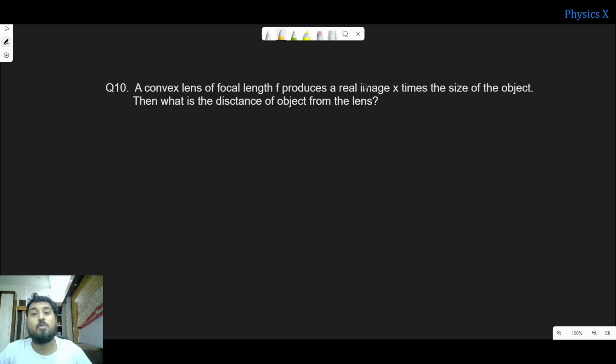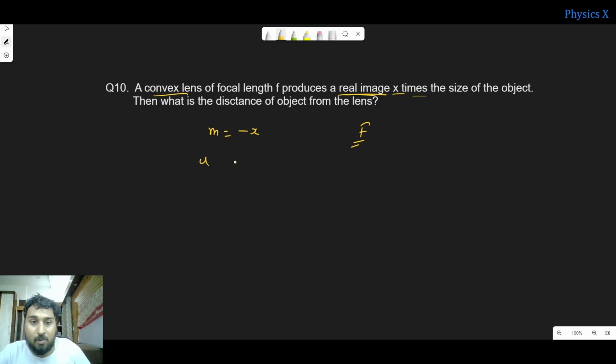A convex lens of focal length f produces a real image x times the size of the object. Convex lens and real image x times. So that means m is what? x, but you can see it is a real image, so we will be taking m as minus x. And focal length is f. So he is asking what is the distance of the object from the lens. So he is asking the object distance.